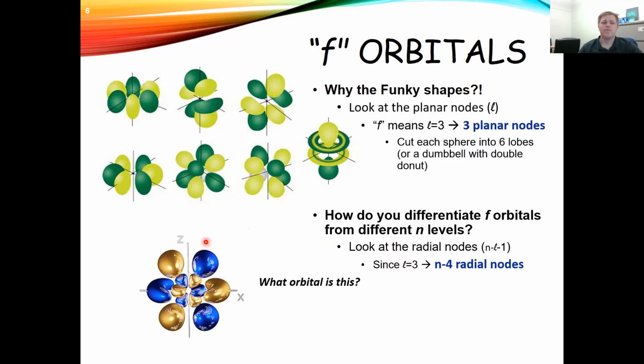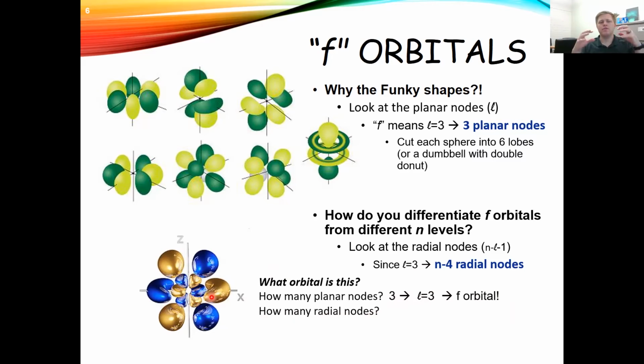So let's look at this guy. Well, it looks like it was sliced once, twice, and 3 times. So if it's sliced 3 different times, that means that we're going to have 3 planar nodes. If you have 3 planar nodes, that means you have an l value or an angular momentum value of 3, which means you have an f orbital. And how many radial nodes do we see? Well, I see one right in the middle there, cutting the outer region from the inner region. Put another way, if I start from the outside and come in, I go from blue to gold 1 time, so I have 1 radial node.